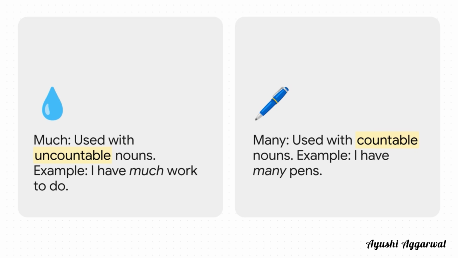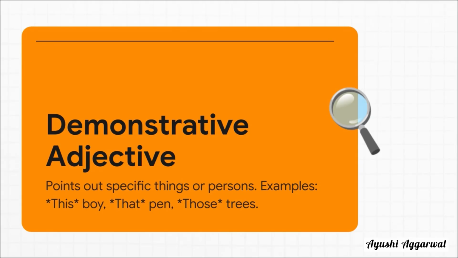Next up, we have demonstrative adjectives. Think of these as, well, literally like pointing fingers. They tell us exactly which noun we're talking about. This boy right here. Those trees way over there.